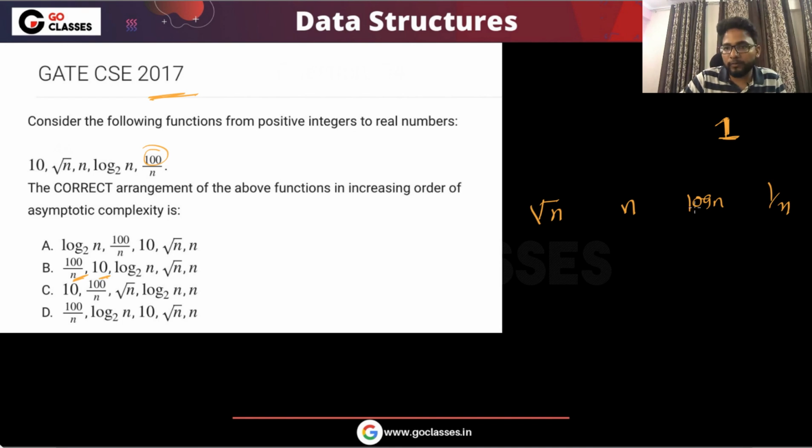Then you need to compare between these three functions. Then I think log n will come, then root n will come, then n will come. Log n, root n, n. So B is the correct answer, right? Okay.